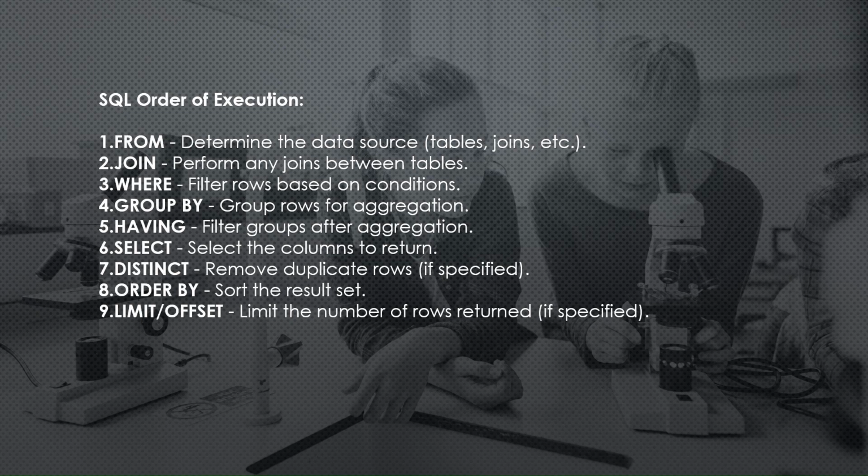Then SELECT: the columns to return. Then DISTINCT: remove duplicate rows, if specified. Then ORDER BY: sort the result set. Then LIMIT and OFFSET: limit the number of rows returned, if specified. So let's move to understand it.